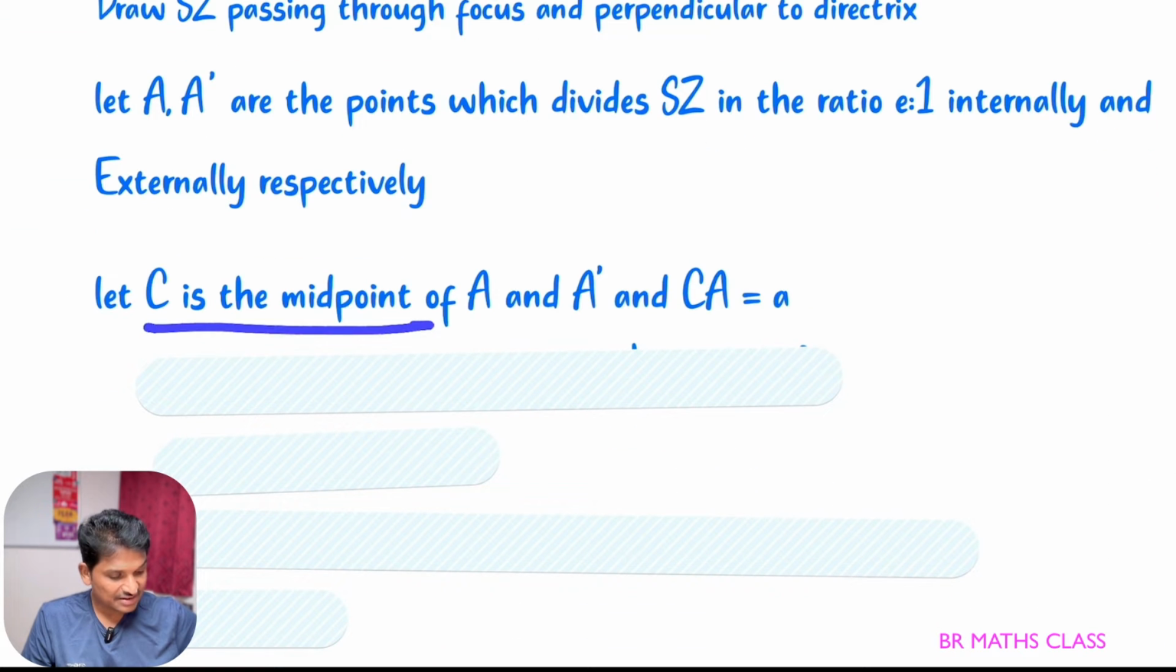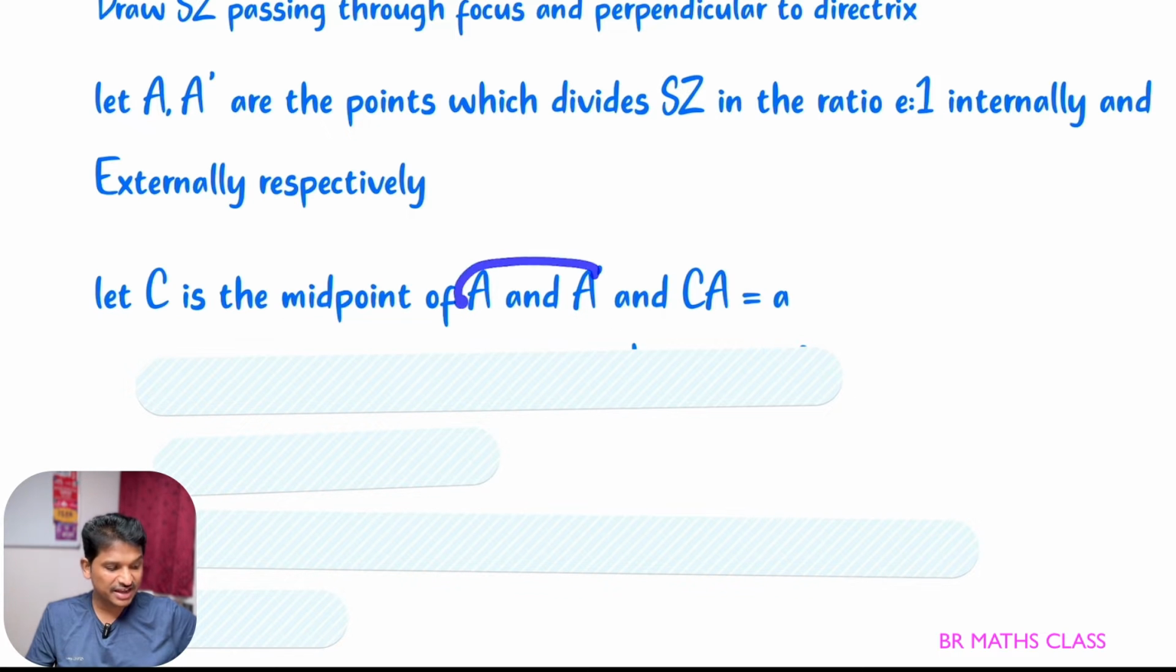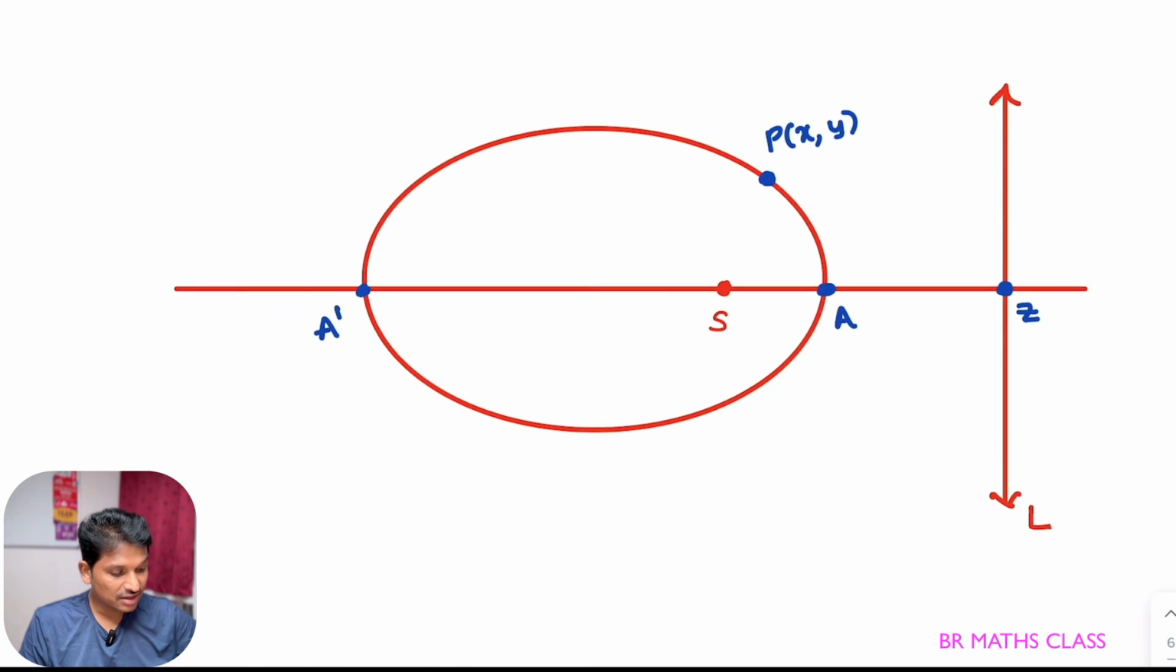Now see this. Let C be the midpoint of A and A dash. Somewhere here you will get C as the midpoint of A A dash, and I take this length CA as a. Here C is called the center of the ellipse. That also we will discuss.